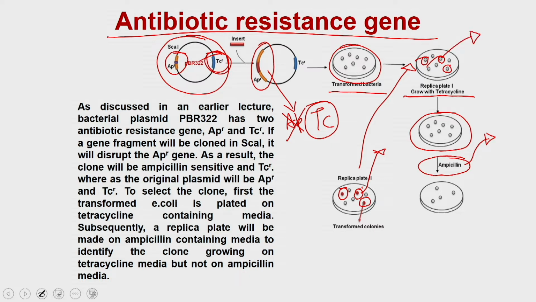So, this is actually called the insertional inactivation approach, where you are using the insertional inactivation of the ampicillin resistance gene, or one of the antibiotic resistance genes, and then you are using the 2 antibiotics to screen your desirable clones.